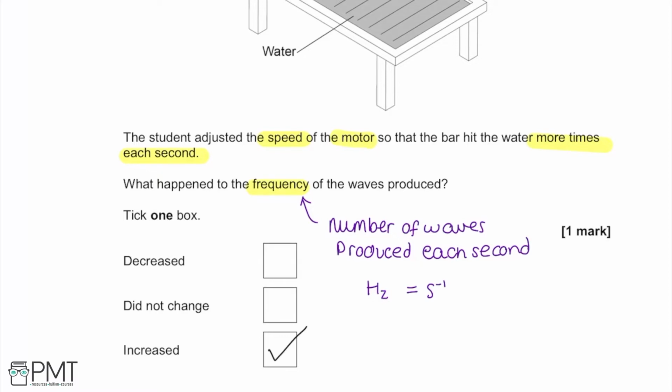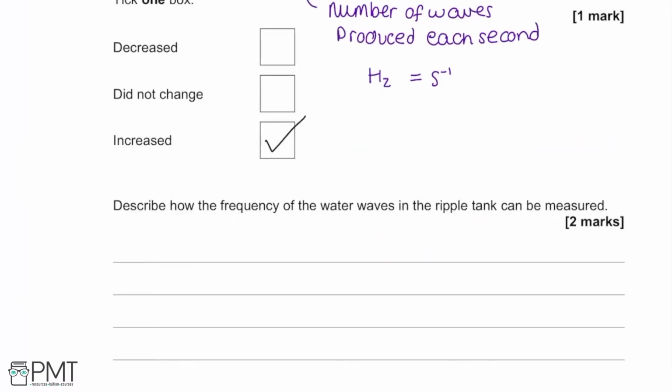Now, in this part of the question, we're asked to describe how the frequency of the water waves in the ripple tank can be measured. So now, this is linking back to the previous part of the question that I just answered. So the frequency is basically defined as the number of waves produced each second. Alternatively, this could be described as the number of waves to pass a set point each second, because the number of waves are going to be the same when they're generated, and when they pass this point.